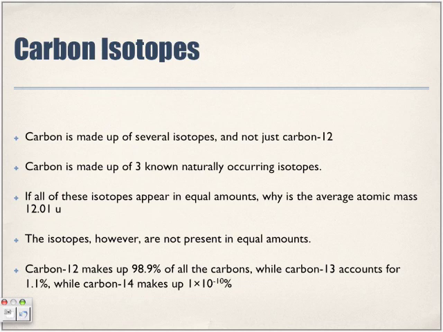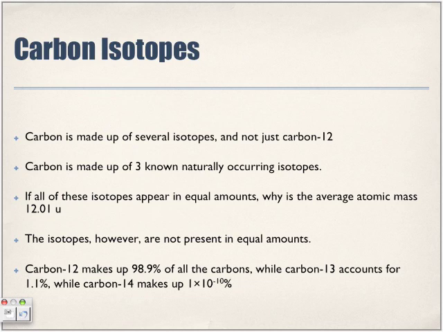Carbon isotopes. Carbon is made up of several isotopes and not just carbon-12. That's the one that we know of in terms of our periodic table. Carbon is made up of 3 known naturally occurring isotopes, which we talked about last class. If all these isotopes appear in equal amounts, why is the average atomic mass 12.01?